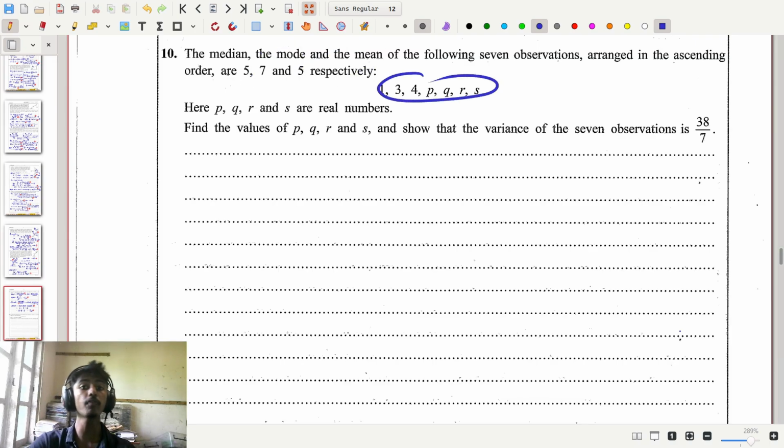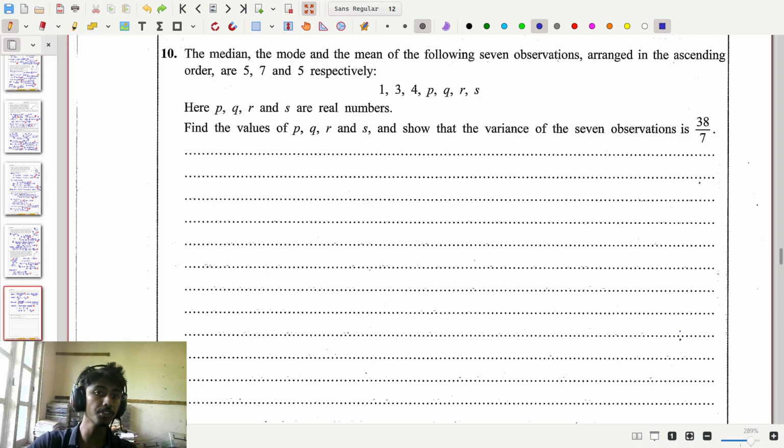Now, while we are not told what these 7 observations are of, we are told their values. The values are 1, 3, 4, P, Q, R, and S. And we are told they're in ascending order, and we are also told P, Q, R, and S are all real numbers. Now, given this, we are asked to find the values of P, Q, R, and S, and also to show that the variance of the 7 observations is 38 over 7.